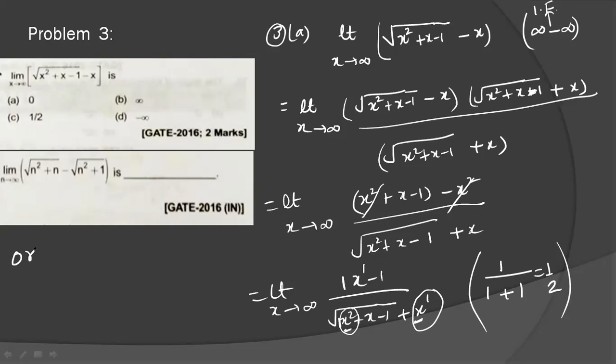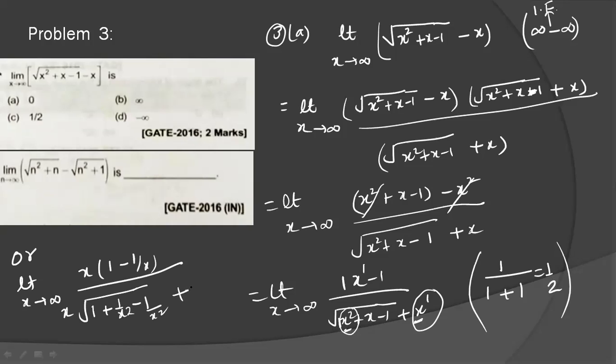Or if you are not understanding by this method, you just take x common from numerator and denominator both. Then the numerator will be 1 minus 1 upon x, and in the denominator, if you take x square common, it will come outside as x, then it will be 1 plus 1 upon x minus 1 upon x square, and plus x you have taken outside completely, so it will be plus 1.